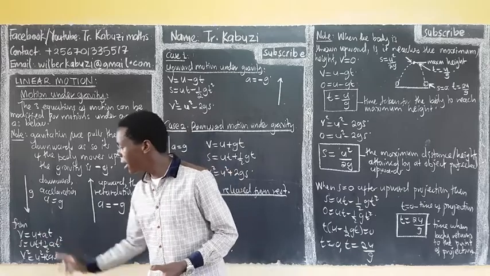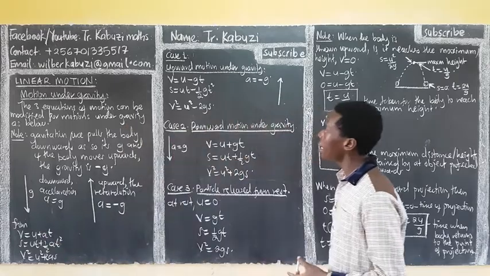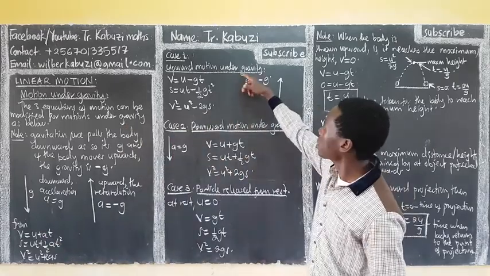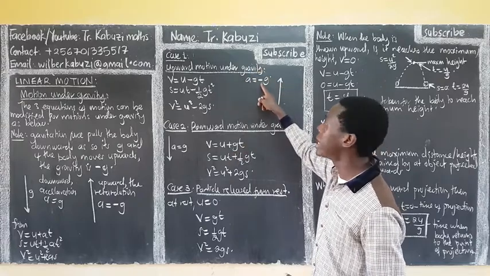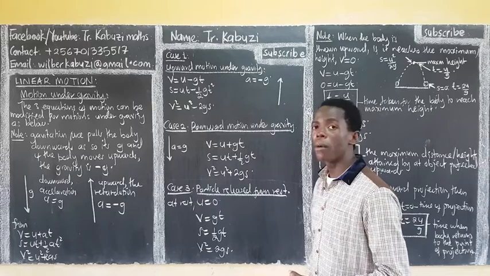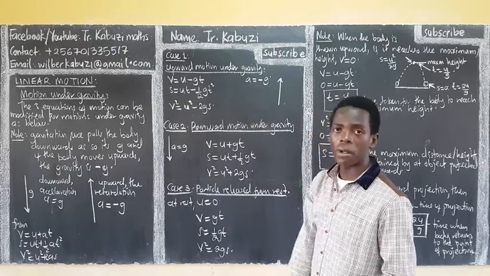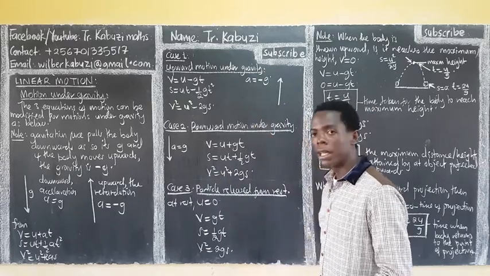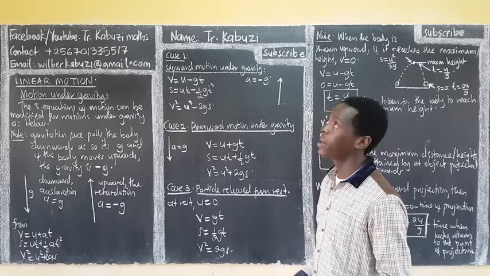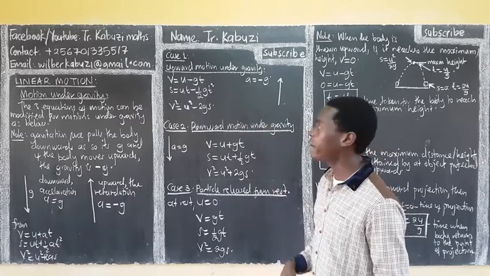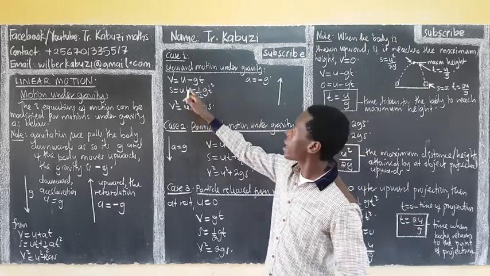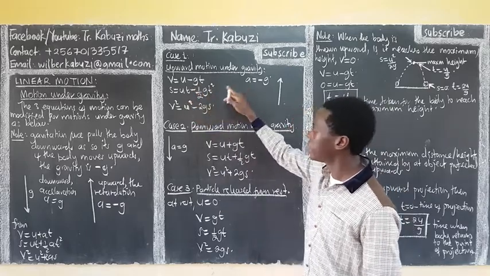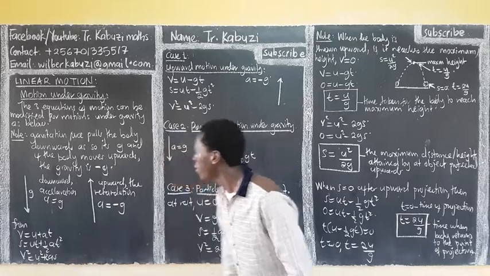So using these three equations of motion, when we have an upward motion, the acceleration is going to be negative g, because it's opposing gravity. Gravity pulls down, but when it's going up, it means that it's opposing gravity. That's why the expression here is negative g. So where it is a, we are putting negative g in these three equations.